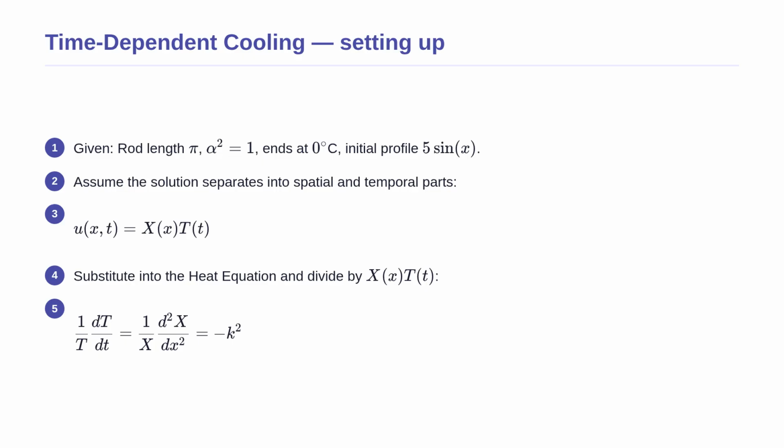We substitute our separated guess into the heat equation and divide by the product of X and T. This puts all the time variables on the left and all the space variables on the right. They must both equal a negative separation constant.